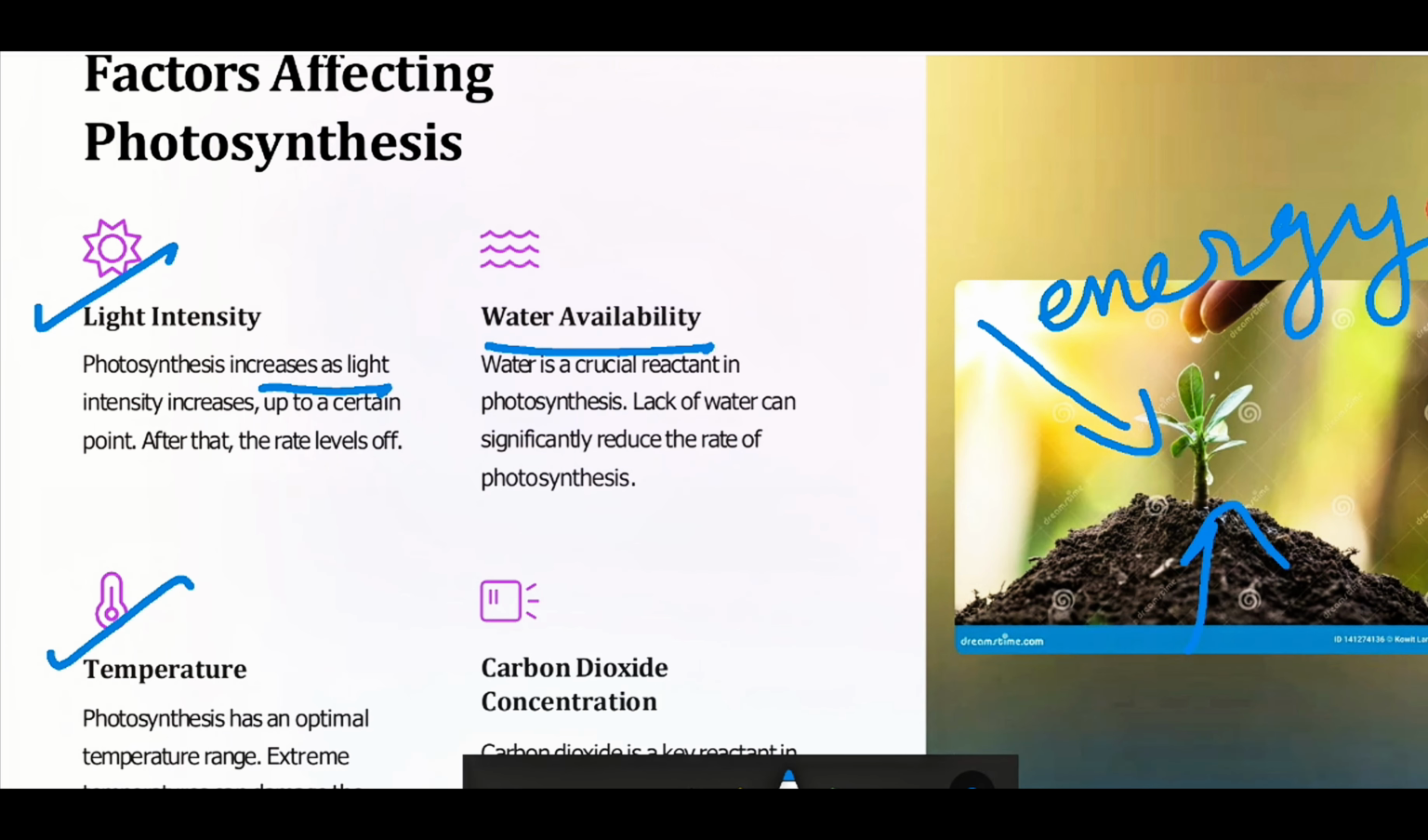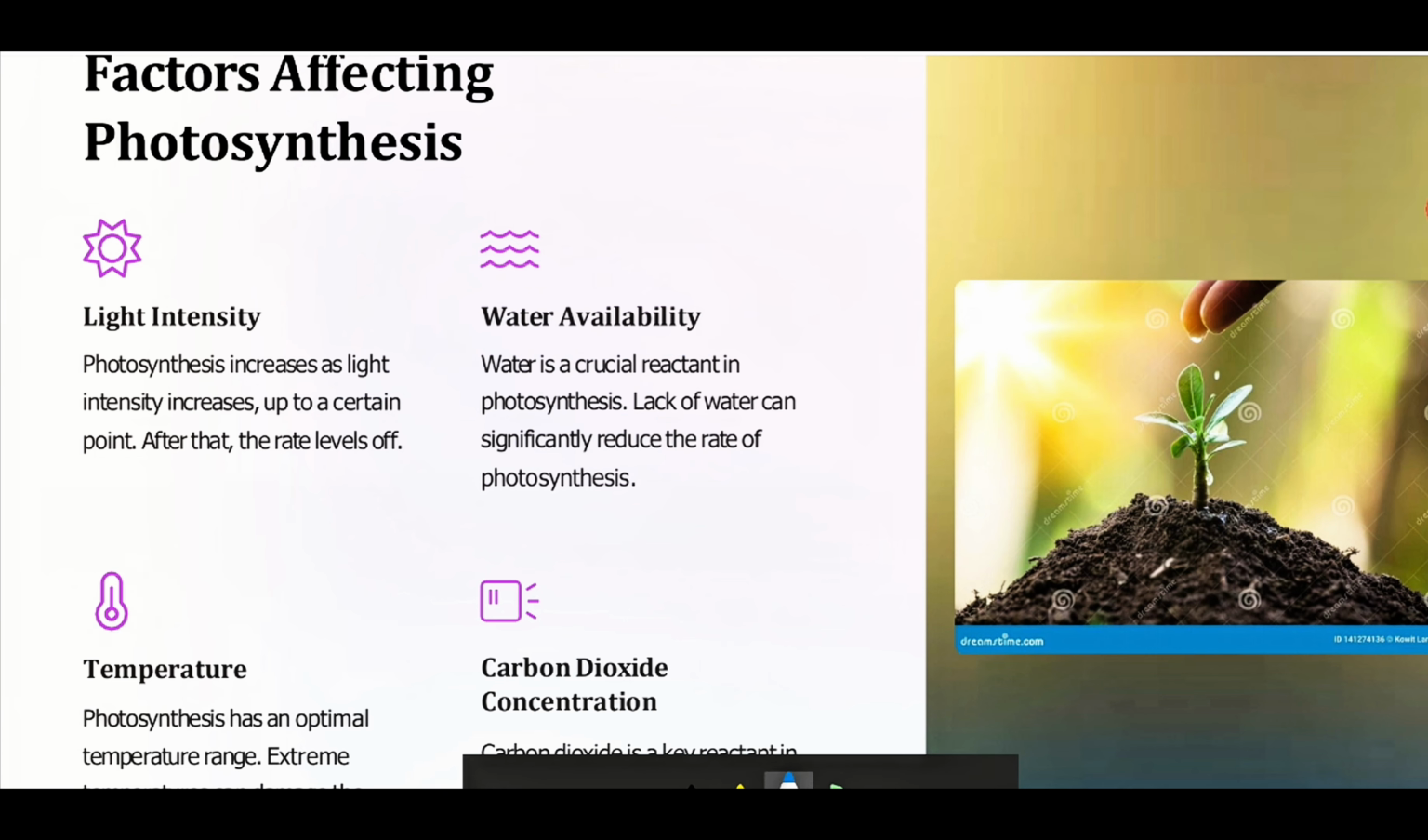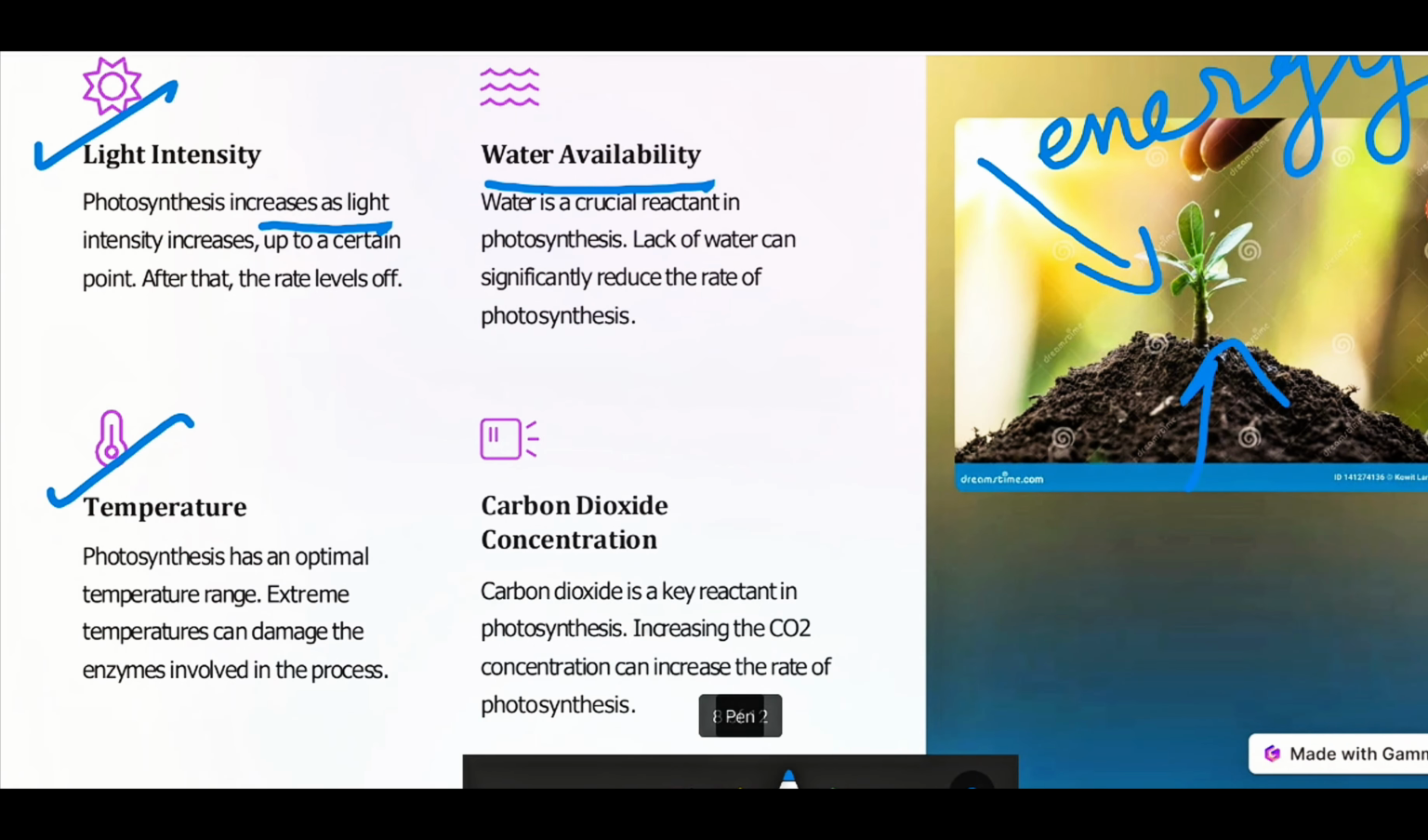The next is temperature. Okay, optimum temperature is required, and of course, as I told you previously, plants require carbon dioxide for preparing the food, and from where do the plants get the carbon dioxide? It gets it from the atmosphere. So these are the factors which affect the plant: light, water, temperature, and carbon dioxide.